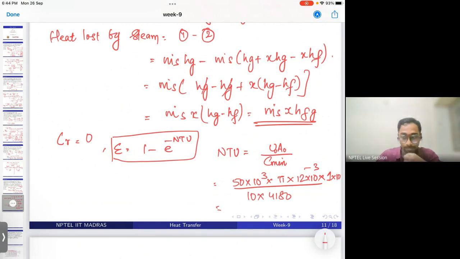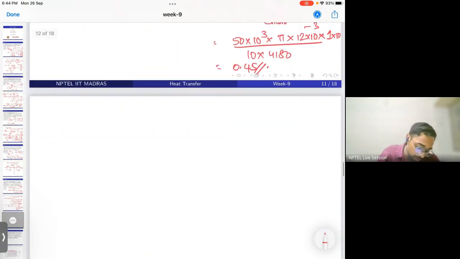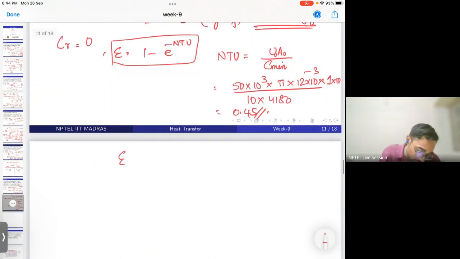So the NTU will come out to be around 0.45. Now we got NTU, so it's easy to get epsilon, that is 1 minus e raised to minus 0.45. So the epsilon will be 0.3623.